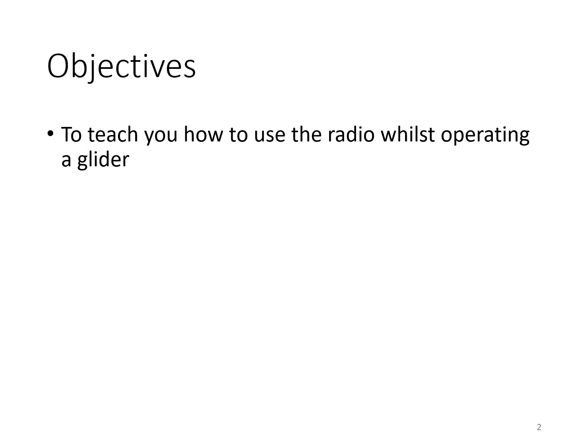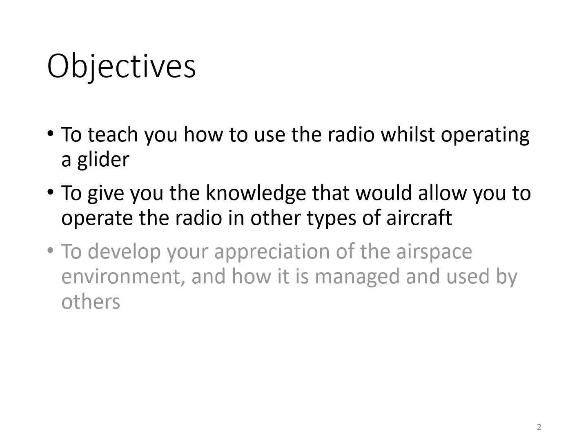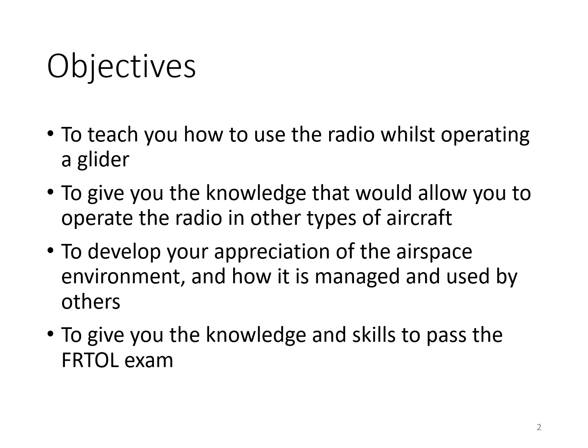Because the licence you will get is a full FRTOL, that's Flight Radio Telephony Operators Licence, you need to know, should you go on to do it, how to operate the radio if you were flying an aeroplane. But the benefit is that by knowing this, you will understand how such aeroplanes operate and how to fit in with them. So that's the third objective. And the last objective is for you to be able to pass your FRTOL test.